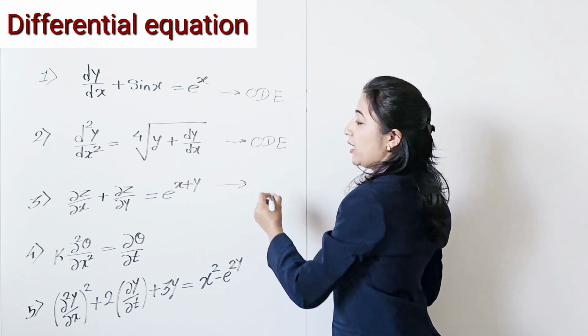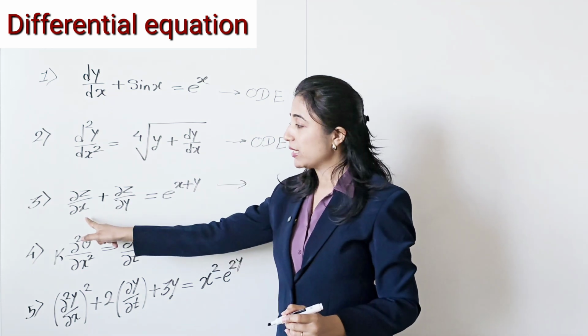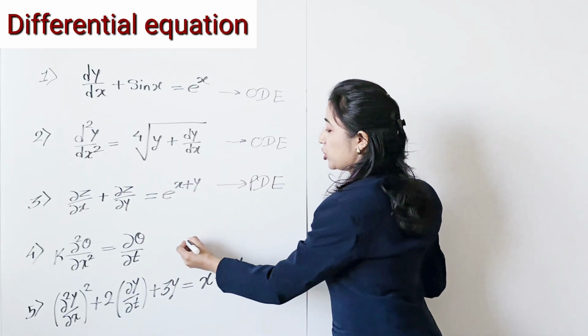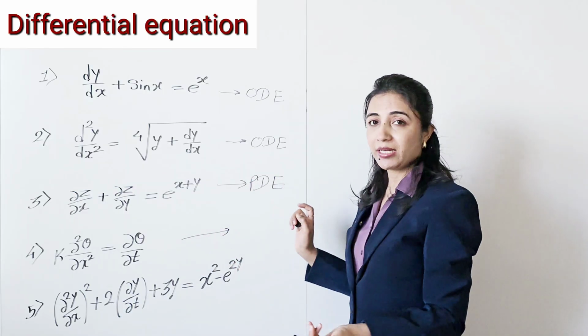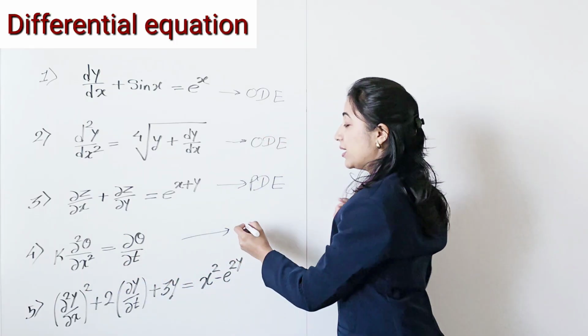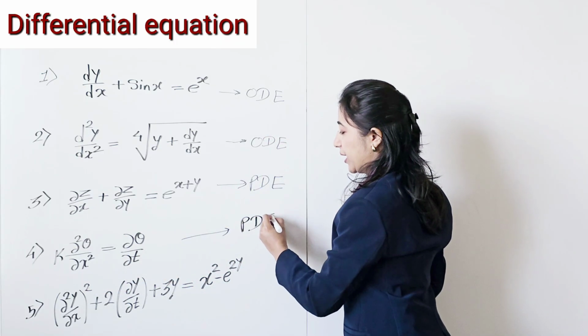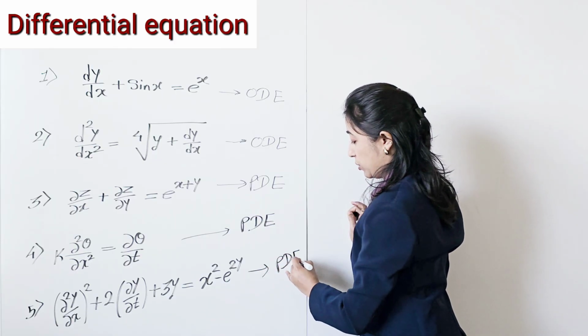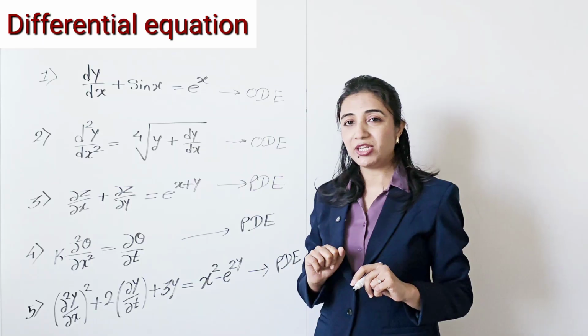Here it contains a partial derivative. It is a partial differential equation. Again the question is coming to mind, what is a partial derivative and what is an ordinary derivative? Here it is our partial differential equation, and this is again a partial differential equation. So what is an ordinary differential equation?